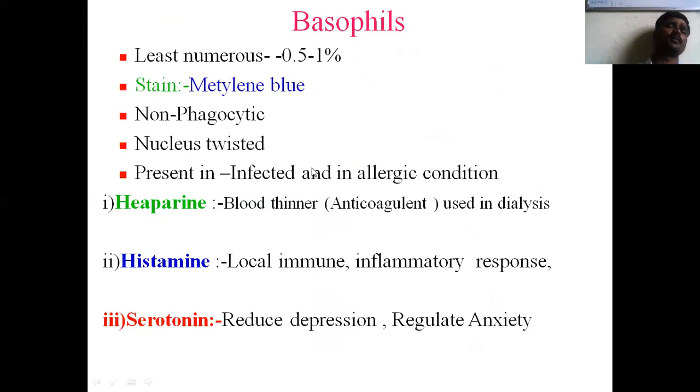The second type of granulocyte is the basophil. Basophils have cytoplasmic granules that stain with basic dyes, and those basic dyes are nothing but methylene blue. It is the least in number, about 0.5 to 1%.